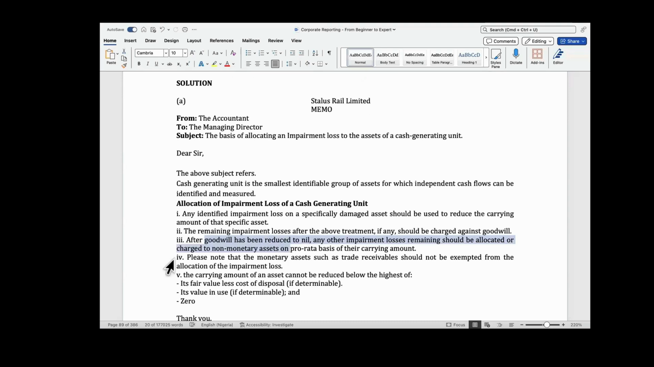Then I give you some extra information here: this allocation should be mainly for non-monetary assets, like I was telling you, non-current assets, except where the examiner tells us that monetary assets, I'm talking about current assets, are not exempted, or they have to be specific around those ones. That's when you will be allocating impairment loss to those ones too.